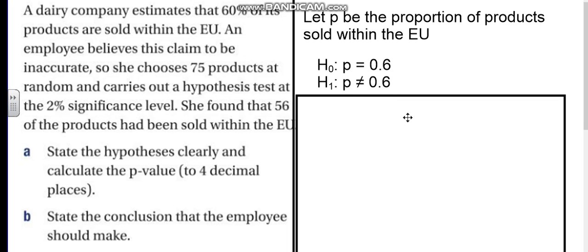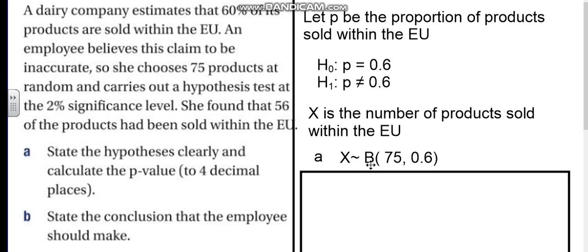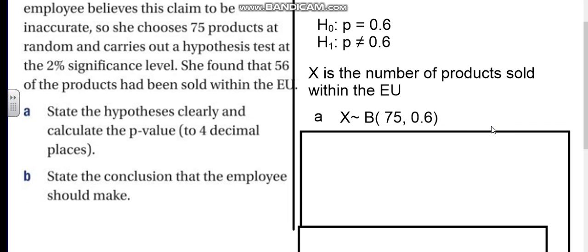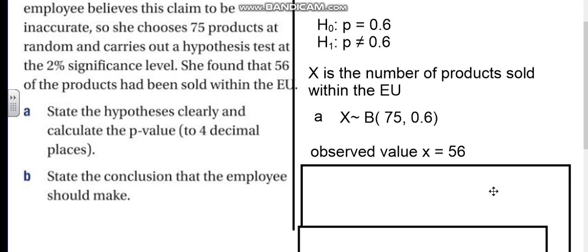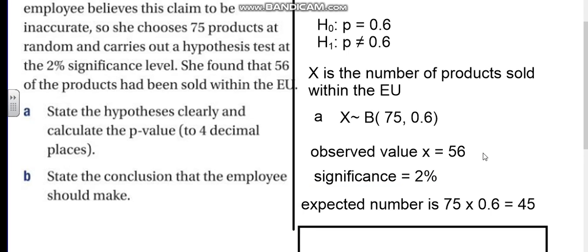Okay. So now we need to find the p-value, but we need to state what X is first, and X is the number of products sold within the EU, and the distribution for X would be binomial, 75 because it was 75 products tested, and 0.6 because that's our null hypothesis. Our observed value we are told is 56. Now the problem here is, I think I've got the diagram here, let's go to that. So observed value is 56 and significance level is 2%.